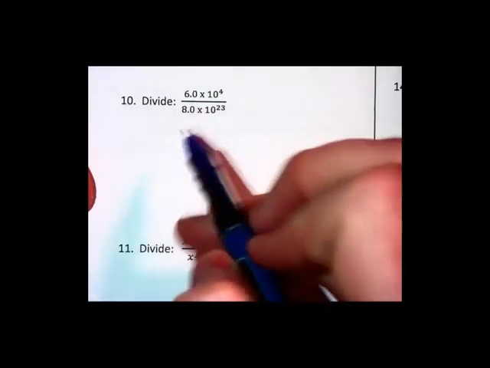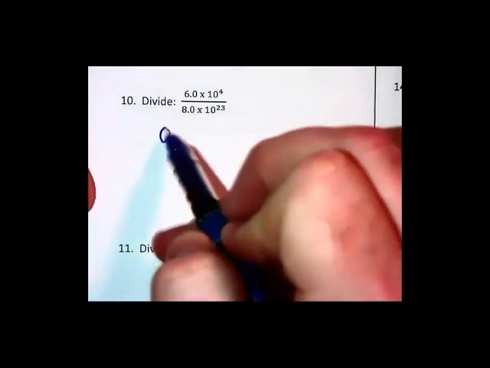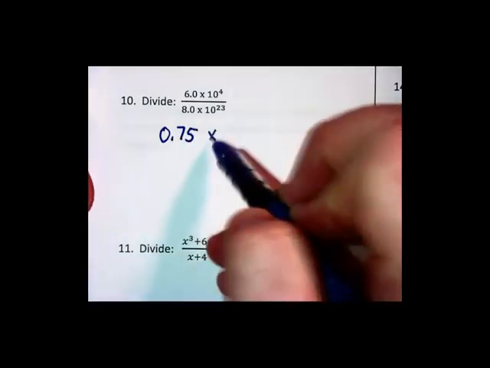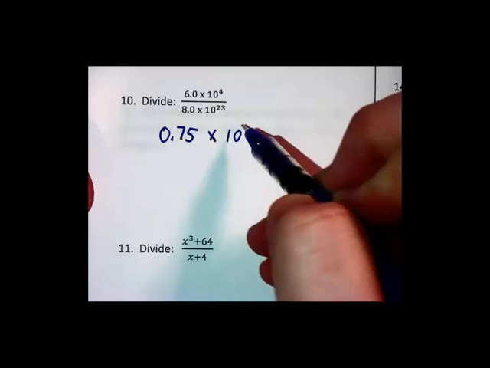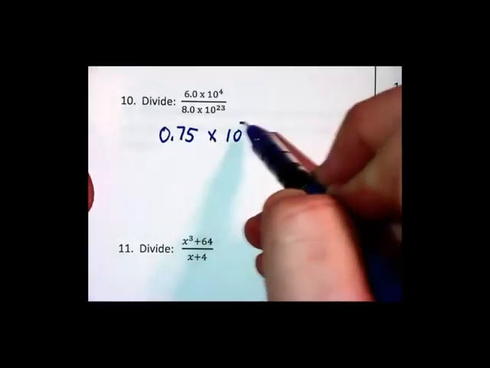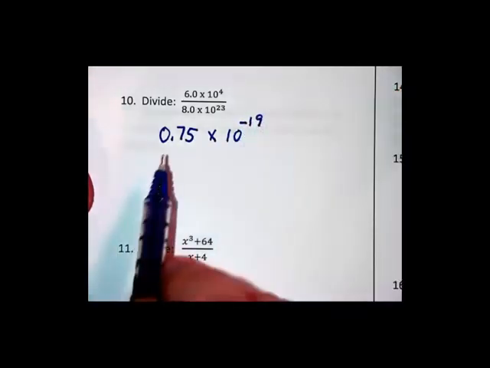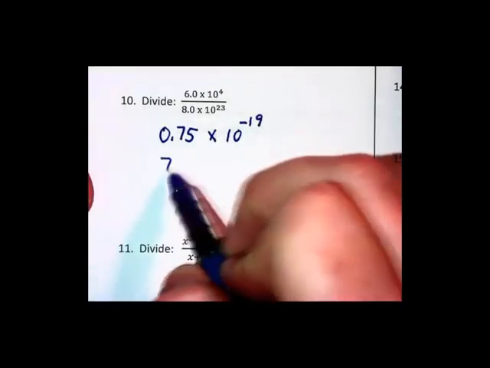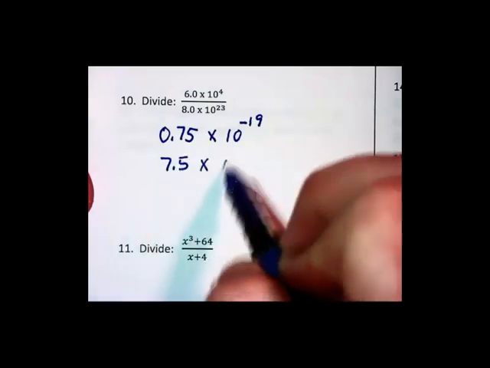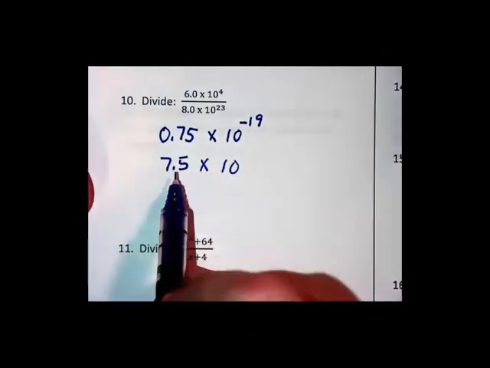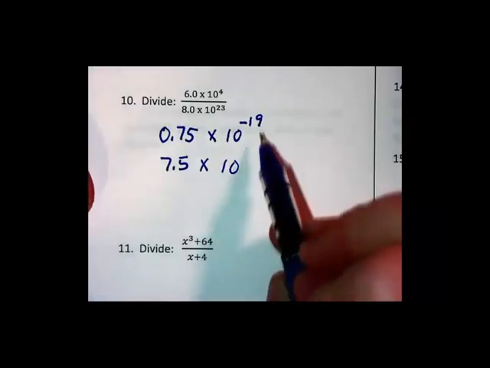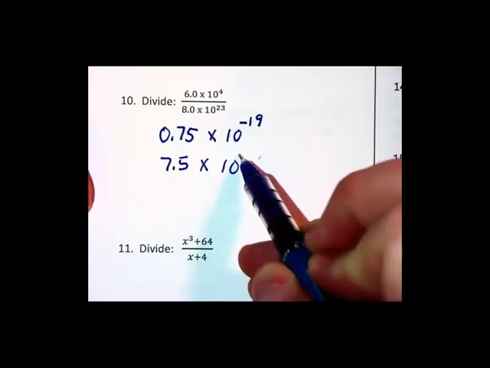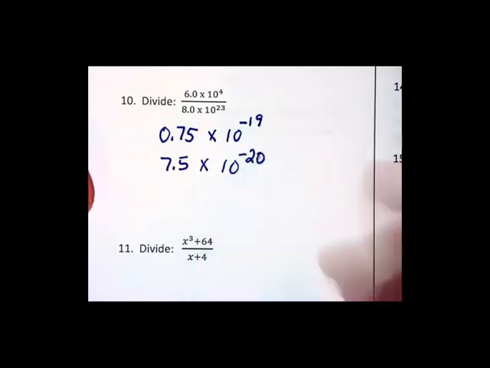6 over 8 is 3/4, and 3/4 can be written as the decimal 0.75 times 10 to the 4 minus 23 makes negative 19. This cannot be scientific notation because we can't have the 0 out in front, so we're going to change that to 7.5, which basically had us multiplying by 10 out here in front. So we're going to divide by 10, which means subtract 1 from that exponent and make that 10 to the negative 20th power.